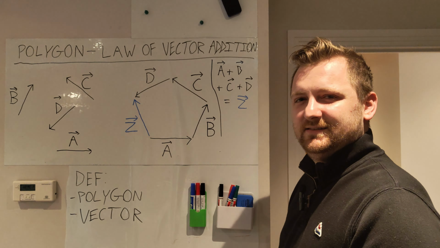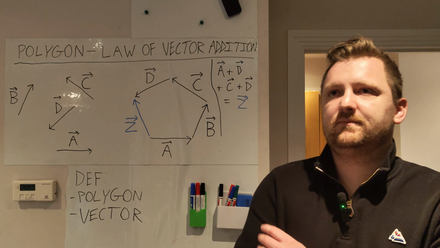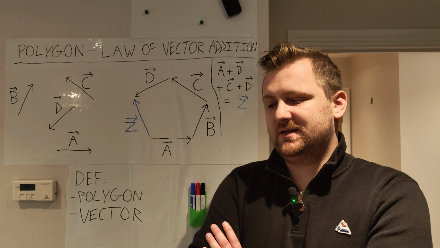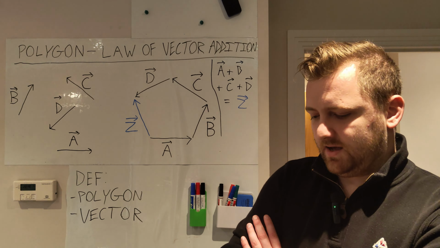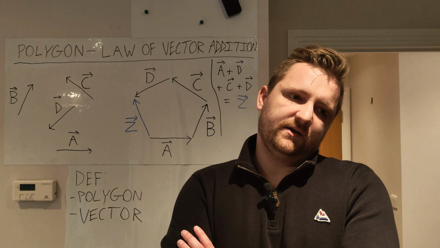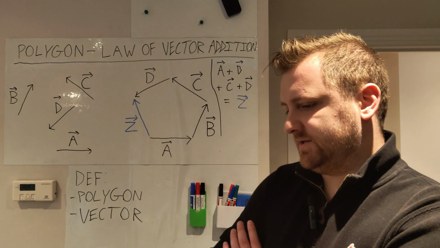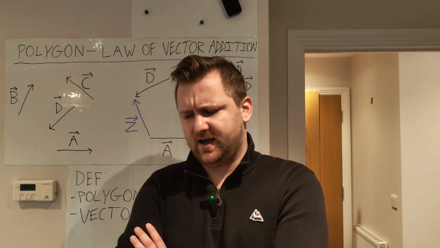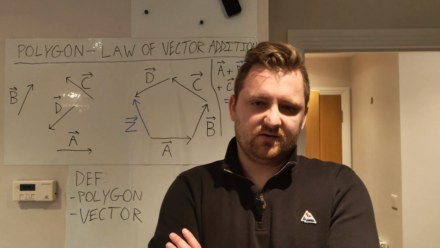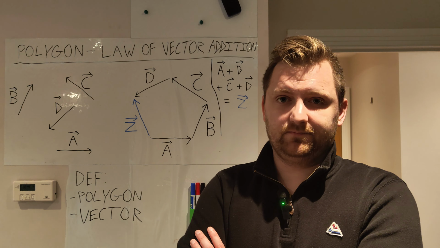I might be wrong, but anyway, I'm going to define a polygon and vector. A polygon, for this purpose, you can kind of just call it a shape. It's a shape with straight sides. So you can think of a triangle, a square, a pentagon, and so on. A circle wouldn't be a polygon because it's not a straight line, but a polygon is a combination of straight lines to make a basic shape. So that's what a polygon is.